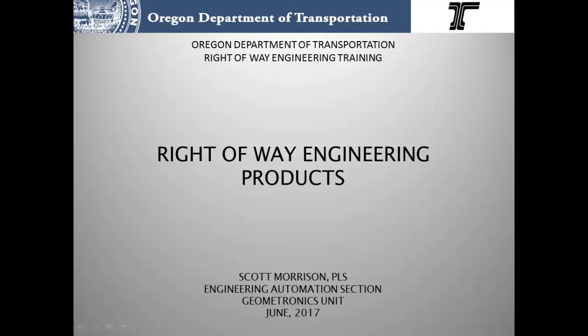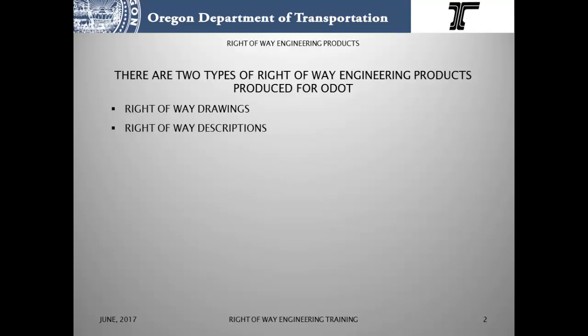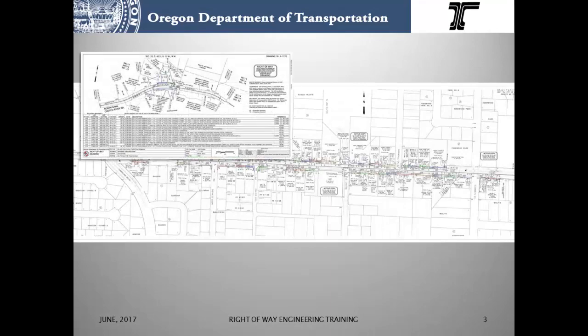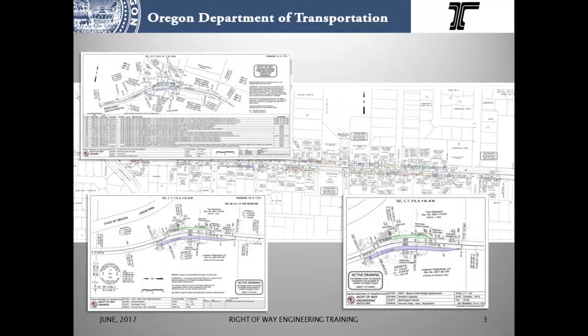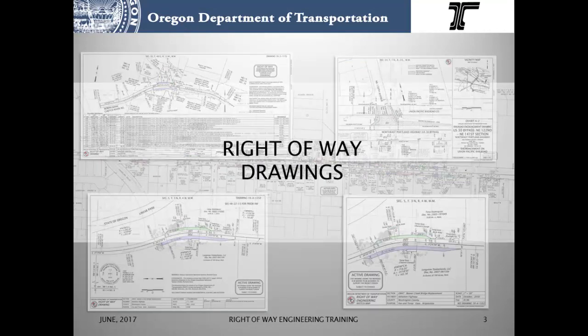Right-of-way engineering products. There are two types of right-of-way engineering products produced for ODOT: right-of-way drawings and right-of-way descriptions. So we'll start with right-of-way drawings.